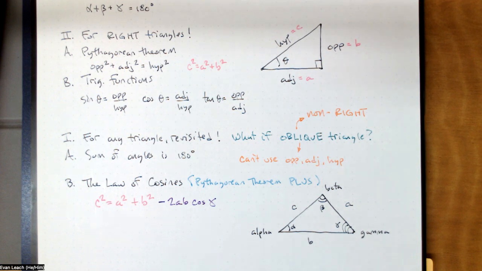Notice that if gamma is equal to 90 degrees, then c squared, c is the hypotenuse, and the cosine of 90 degrees is 0. So this term drops out. So this is the better version of the Pythagorean theorem.